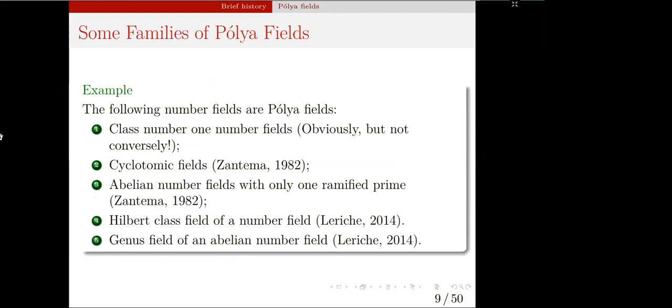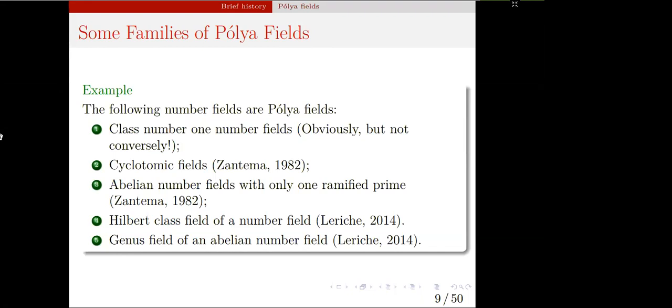To make the notion of Pólya fields more clear, it will be good if we have some examples, and the first example is an obvious one. As you know, every number field with class number 1 is Pólya, but not conversely, as we will see in the next slides by Hilbert's theorem. There are, for instance, infinitely many Pólya quadratic fields with class number not equal to 1.